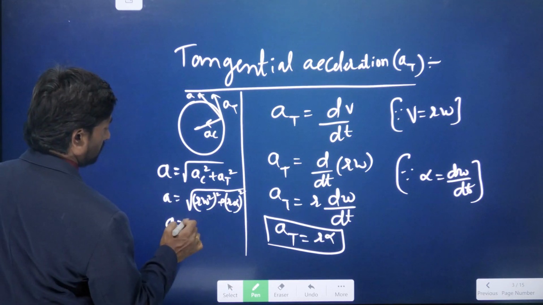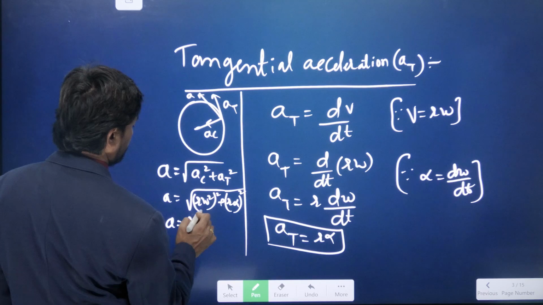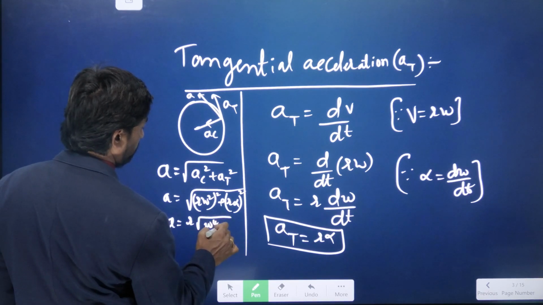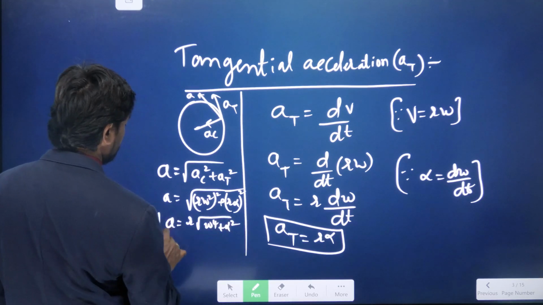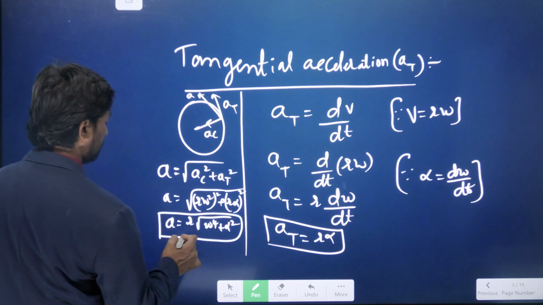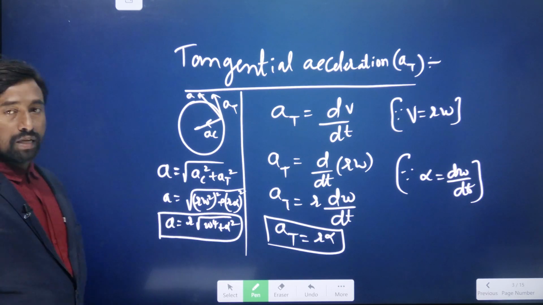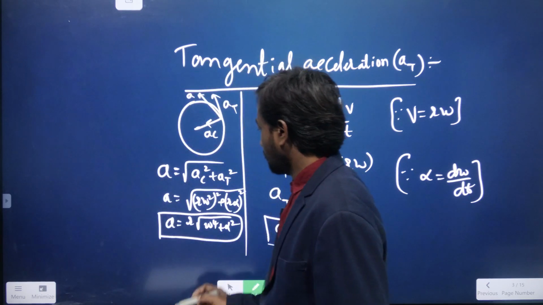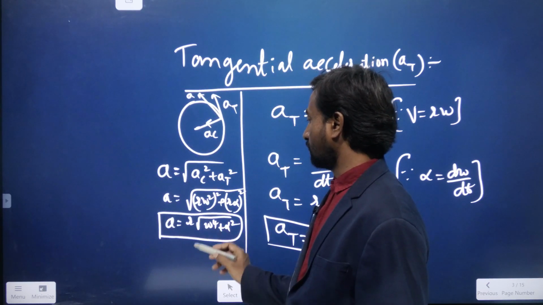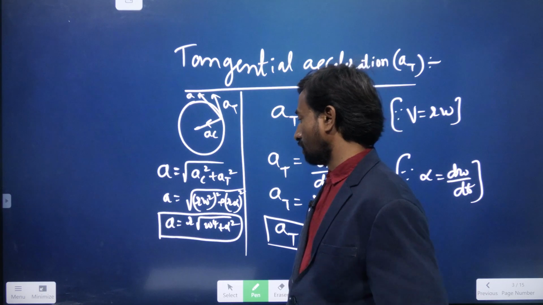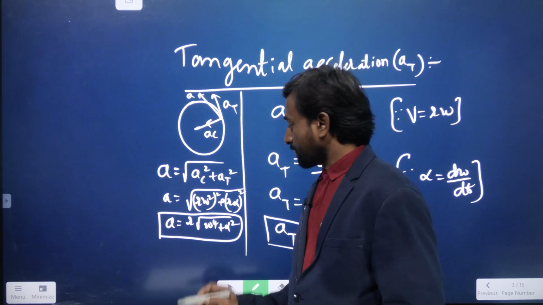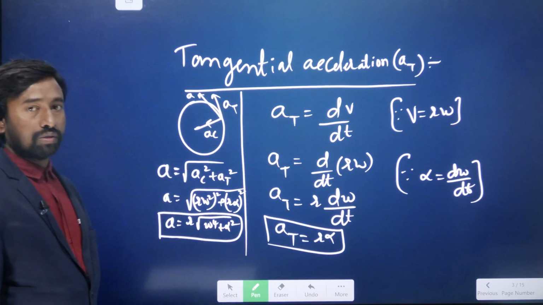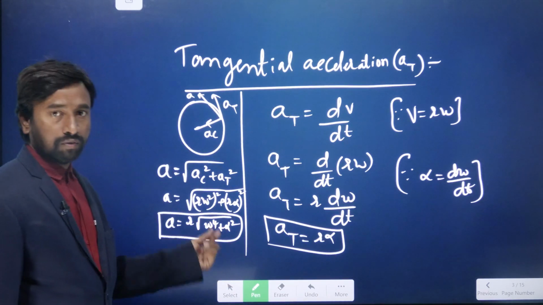Therefore the acceleration of the body can be written by taking r common, which leaves omega power 4 plus alpha square. This is the acceleration acting on the body whenever the body is moving in a circular path: A is equal to r into square root of omega power 4 plus alpha square. Here alpha is the angular acceleration, and omega is nothing but the angular velocity.